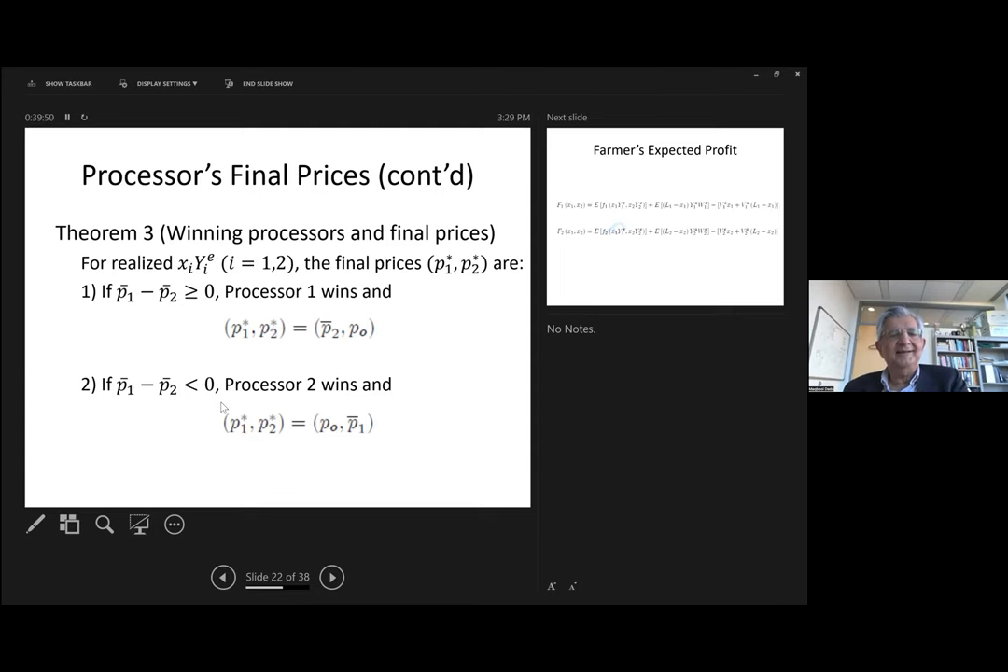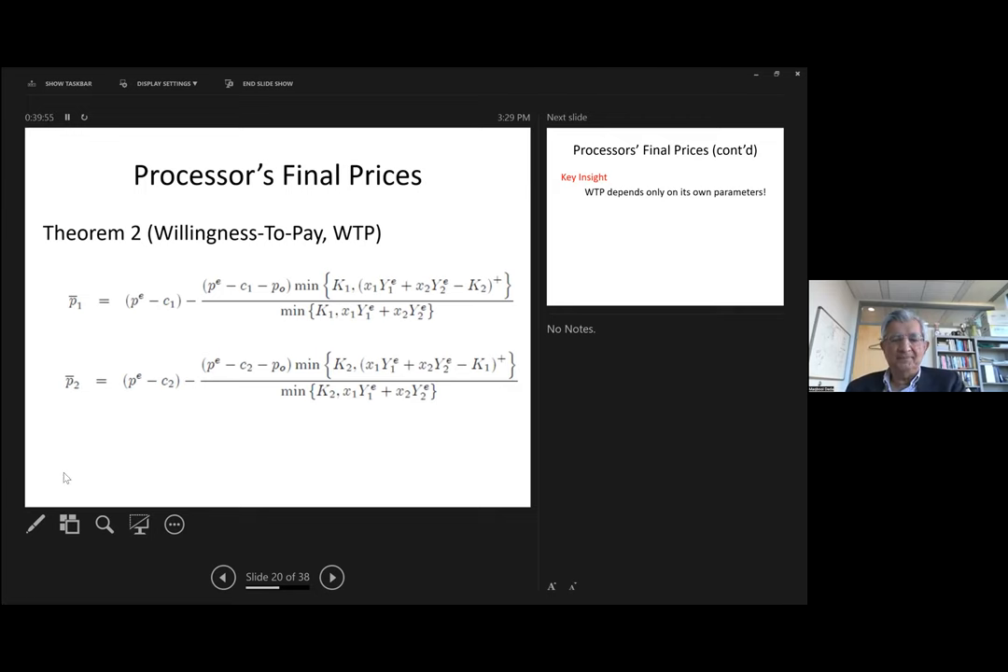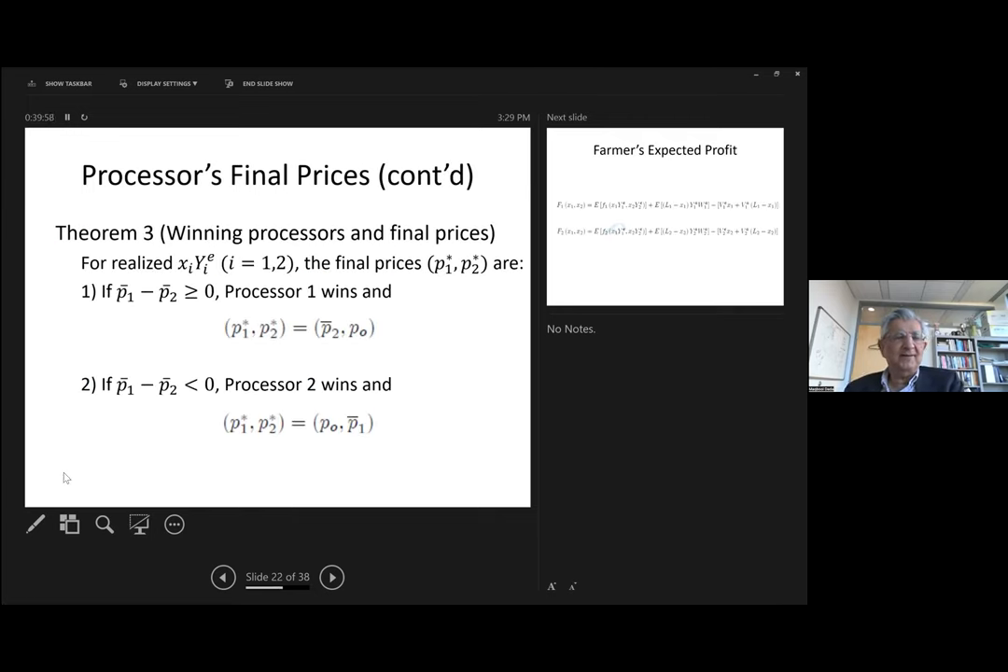And in the end, we are able to figure out who's going to win the competition and what the equilibrium prices will end up being. I think that's what we mean by final prices. And as you would expect, it is second best. So the winner pays the rival's price, and the loser pays the minimum price. So it's simple to explain.